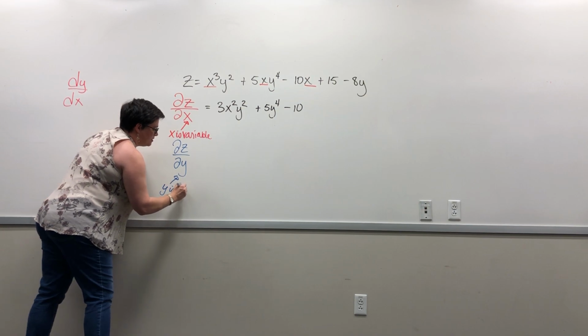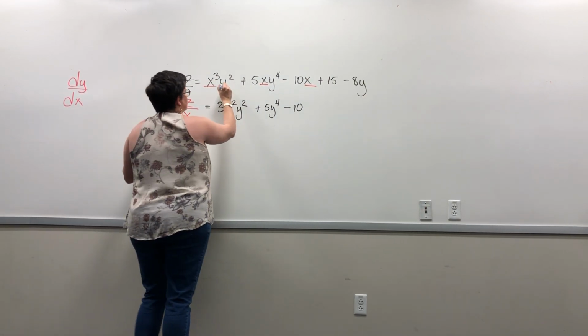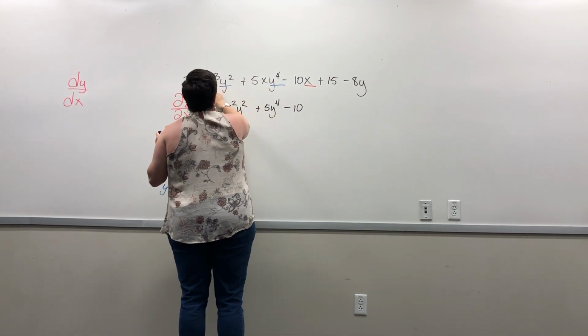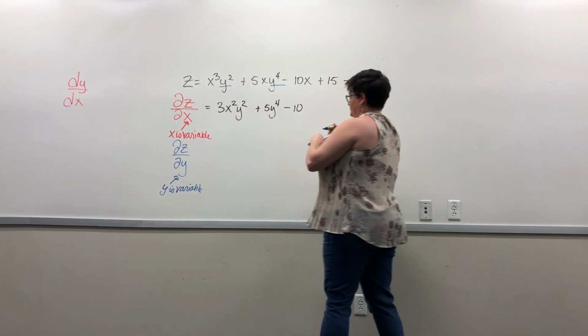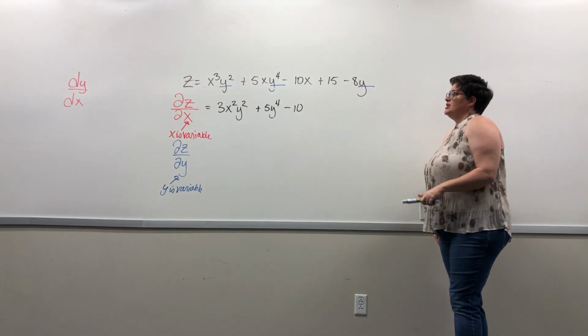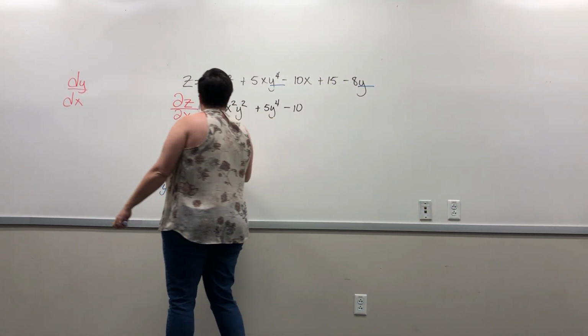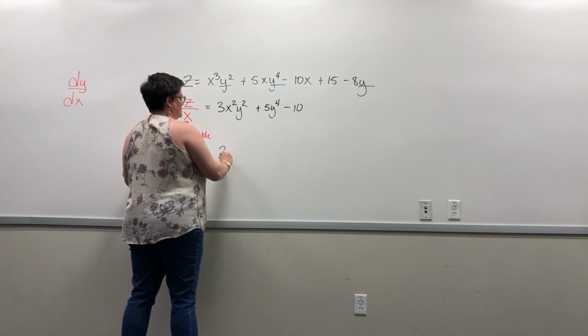Y is variable, so I'm going to underline all my y's in blue. I'm going to get rid of the x's because we don't care about those anymore. You guys tell me what you think the derivative is, anybody? 2y, with the 3x squared going along to the right, right?